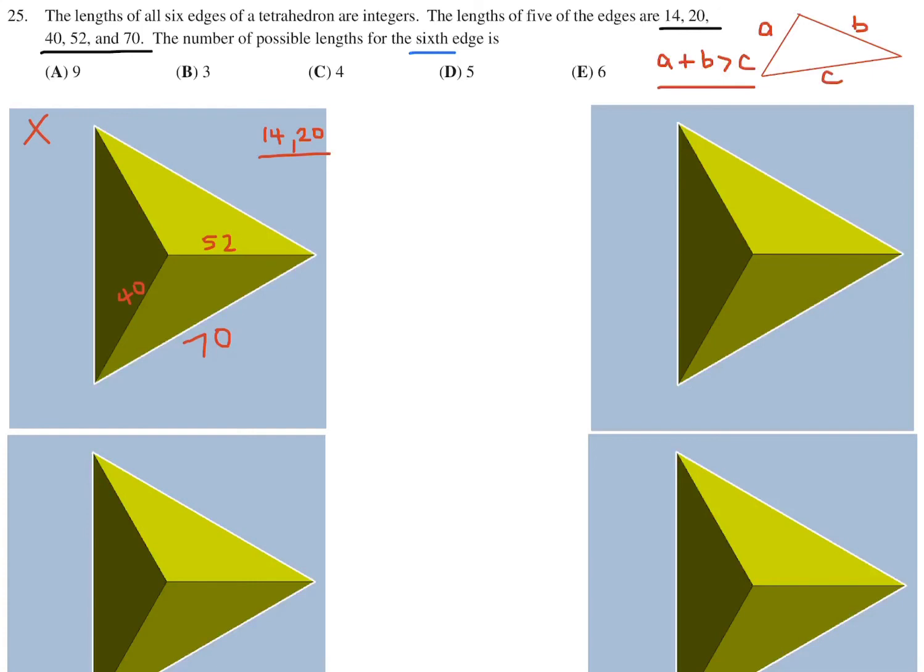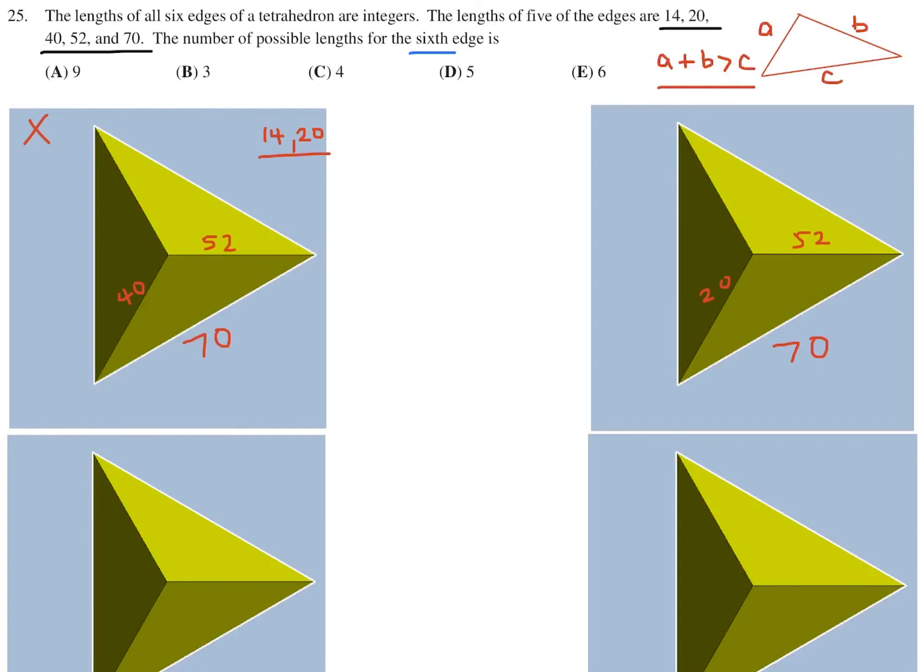So the only arrangement must be that that's 70, that's fine. But I've got to make this 20 and this 52. Okay? That's the only way.